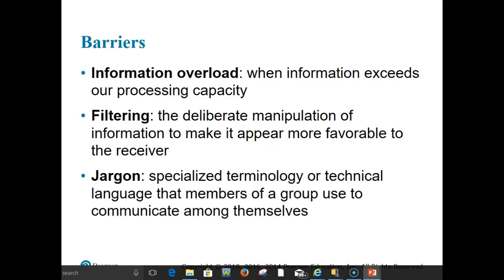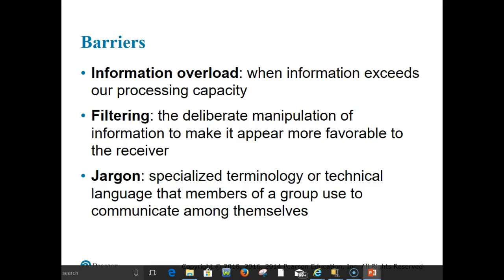So let's look at barriers to effective communication. Now, it's not possible to fully read and respond to each message without facing information overload, which is when information exceeds our processing capacity. Today's employees frequently complain of information overload. Statistics show that 87% of employees use email, and that the average business email user devotes 107 minutes a day to email. It's about 25% of the workday.